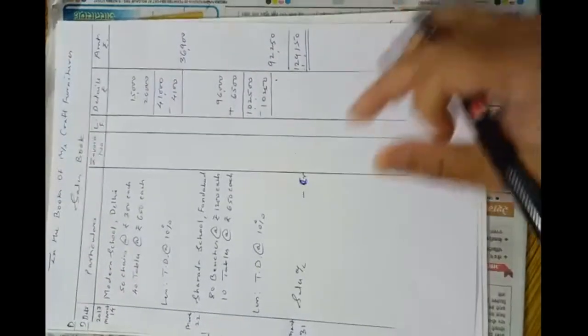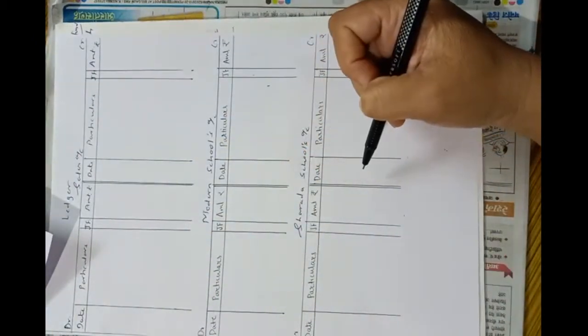In the sales book we have recorded the names of the customers to whom the goods have been sold on credit. We will open separate accounts in the ledger for each customer, and their accounts are debited by their sales amounts. Understood? So let's start the posting now.